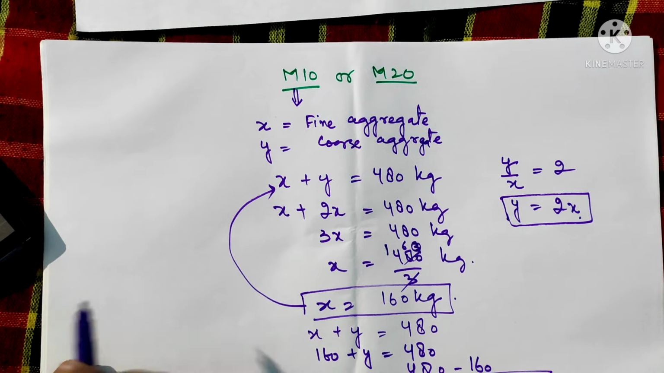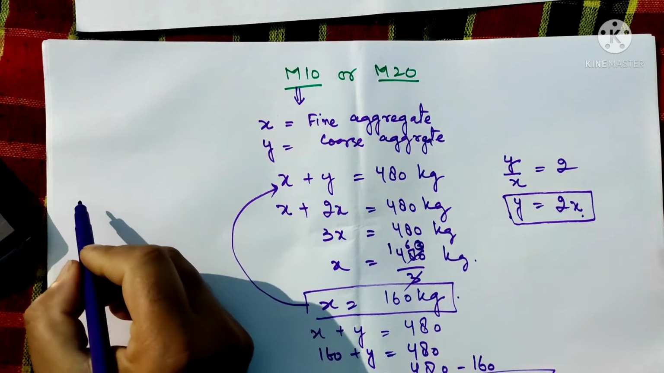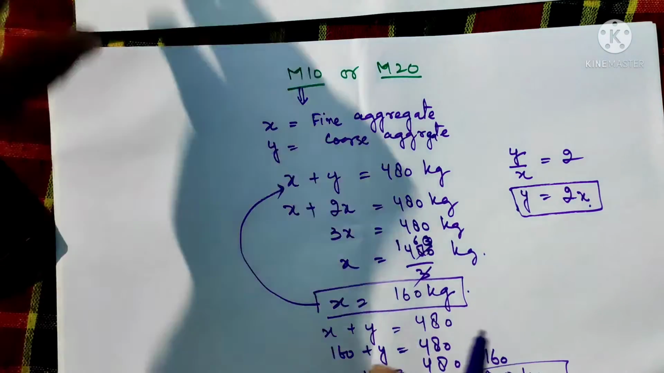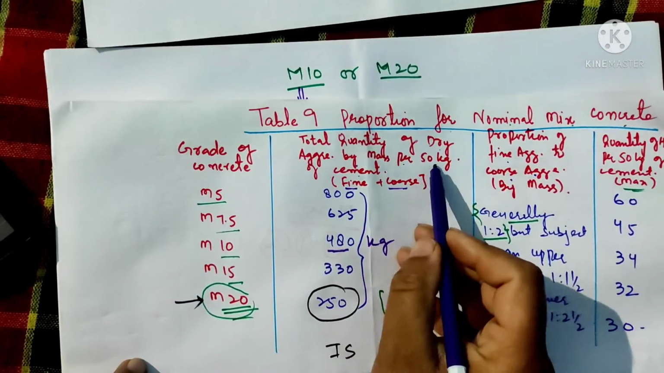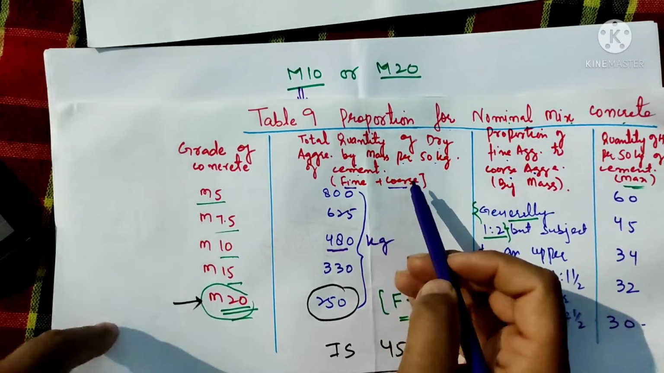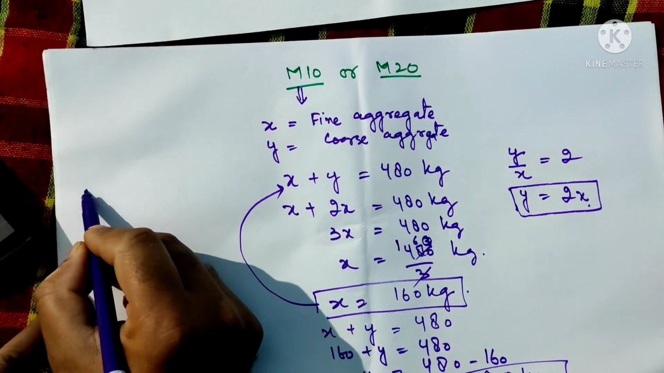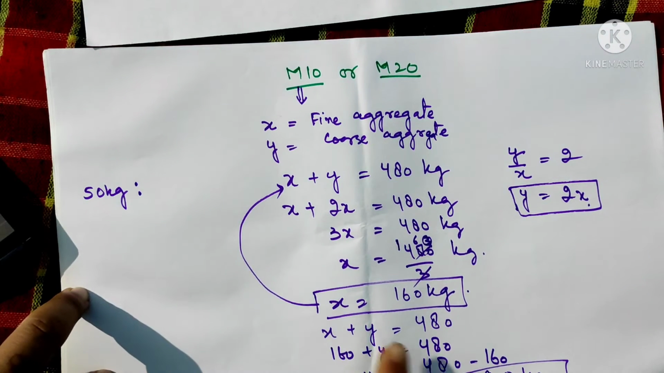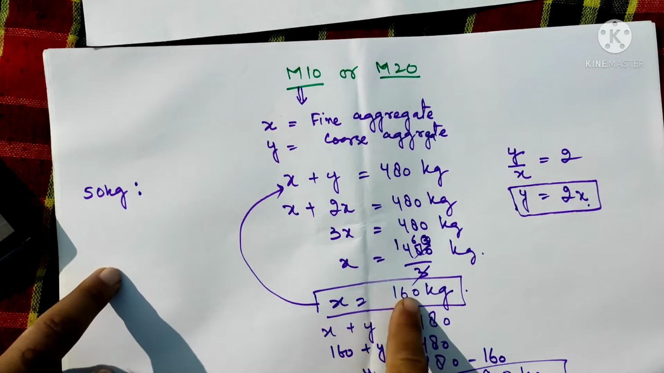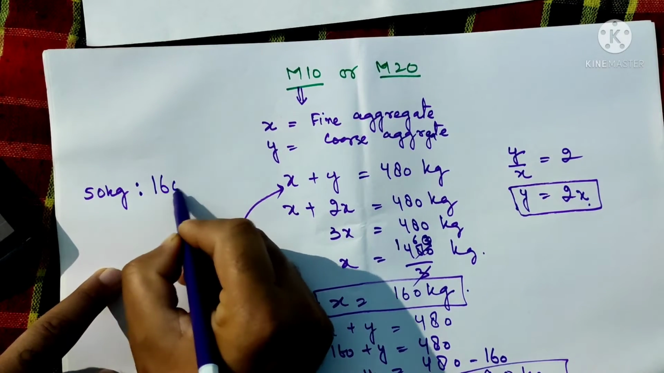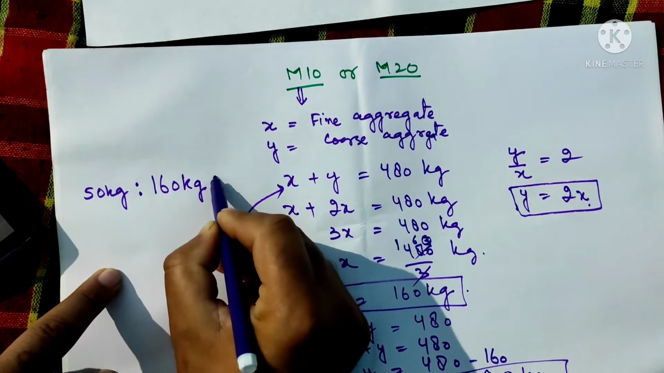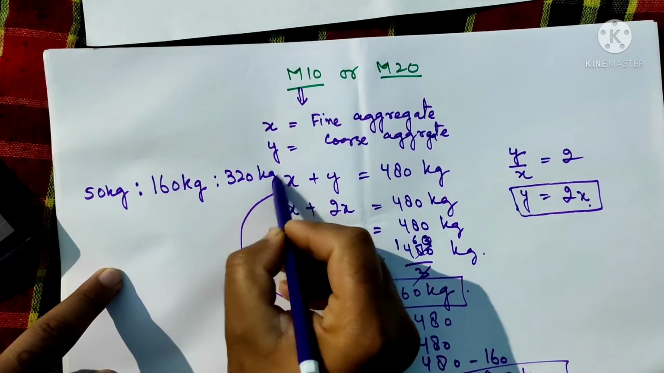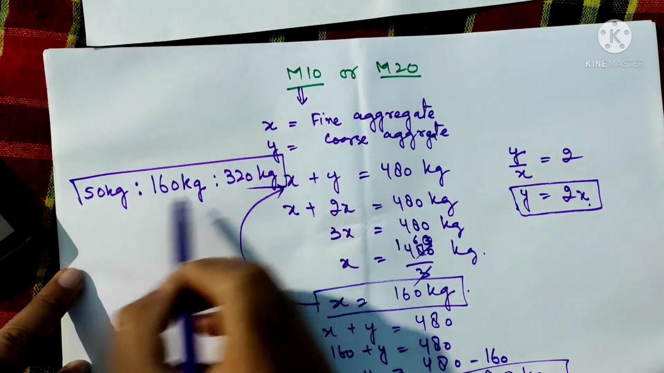That means now we have cement. As we can see, it says per 50 kg, and here too it says per 50 kg of cement. That means for 50 kg of cement we have 160 kg of fine aggregate, sand, and 320 kg of aggregate. This is the ratio we get.